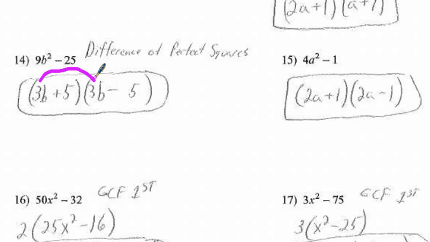I take the square root of 9b squared, I get 3b. So I need a 3b times 3b, that's the 9b squared. I take the square root of 25. I don't have to sit here thinking of factors of 25. I just take the square root. 5 times 5 is 25. And the nice thing about this, the reason we don't see a middle term, is because the outers and inners are opposites. You get 0.